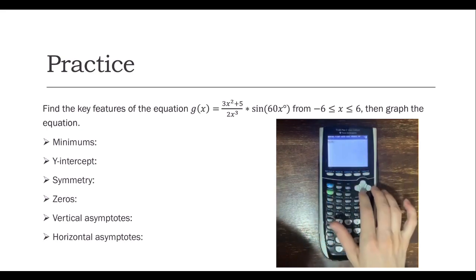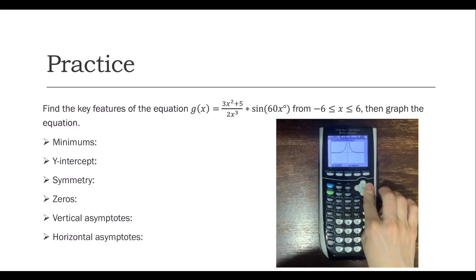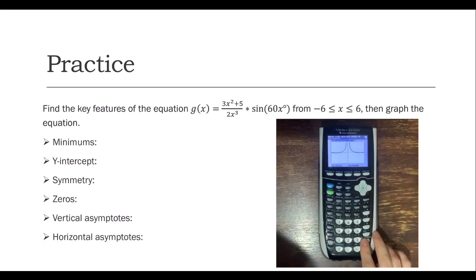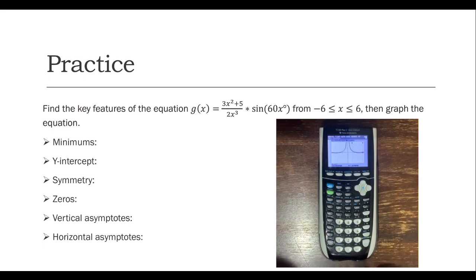So now we'll find the second minimum. We'll do Second Calc, minimum. We'll move over so that we're left of the second minimum, and we'll hit Enter. And then we'll go to the right of the minimum and hit Enter, Enter. So this is 4.255, negative 0.372.